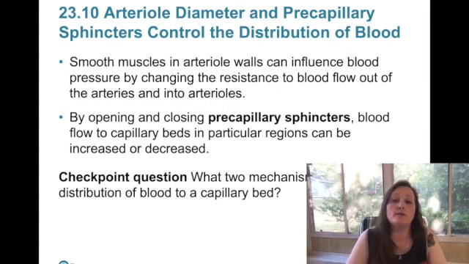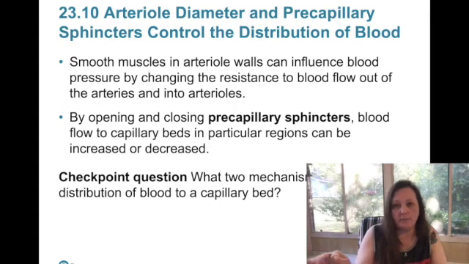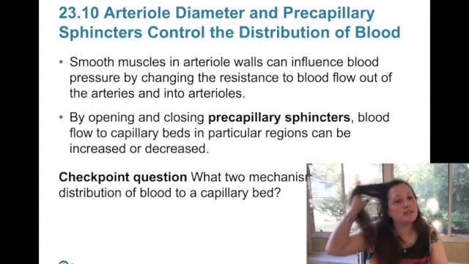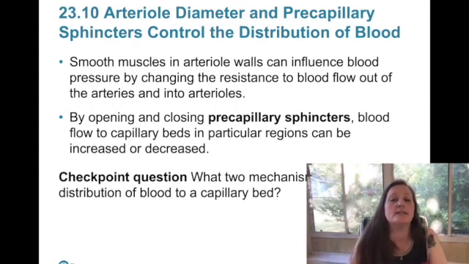Smooth muscles in the walls can influence blood pressure by changing the resistance to blood flow out of the arteries and into the arterioles. Basically, these are like the little capillary things off the arteries. By opening and closing the precapillary sphincters, we already discussed sphincters, they open and close to protect backflow. The blood flow to the capillary beds in particular regions can be increased or decreased. This is so it can control what's going where when it needs it.